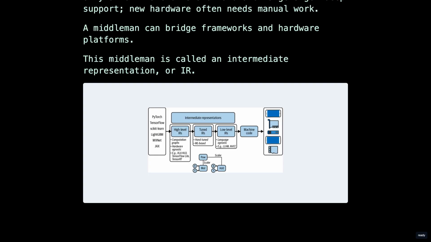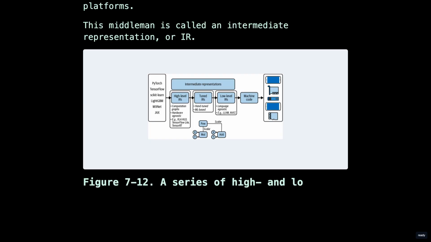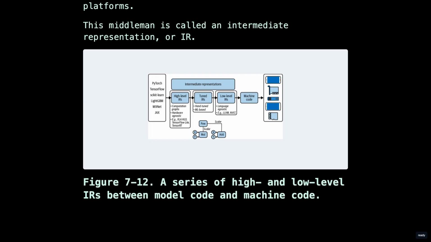The flow in the figure is the important part. The compiler does not jump straight from model code to final instructions. It passes through multiple IR stages, so each stage can simplify, reorganize, and optimize the computation. Those intermediate stages give the compiler room to reason about the model before it commits to a specific chip. That is what makes hardware-specific code generation possible.